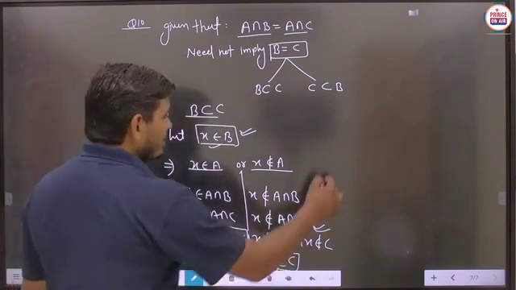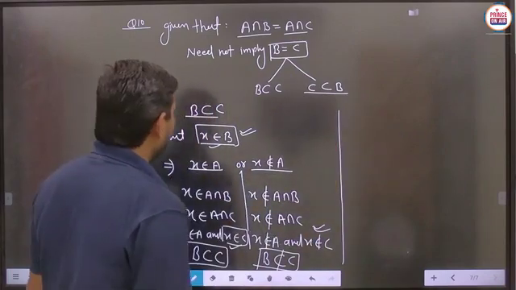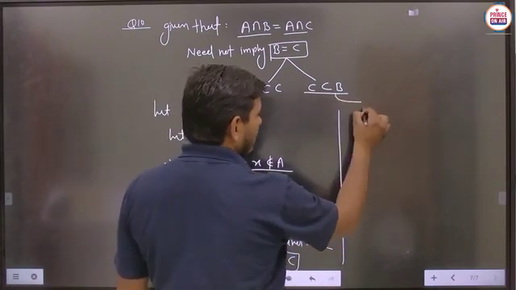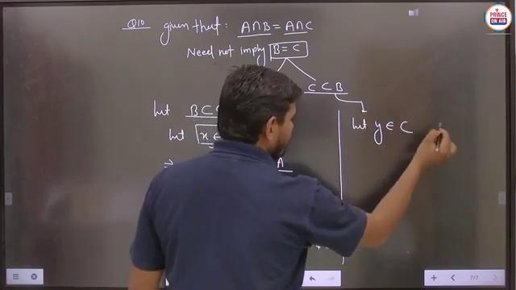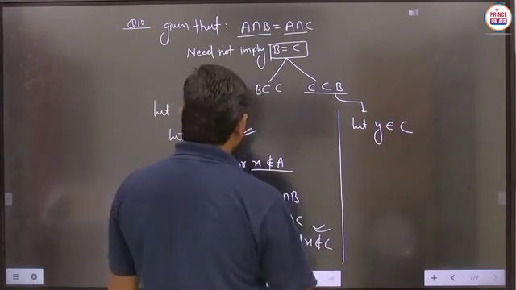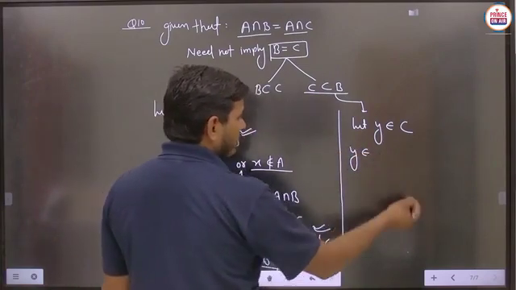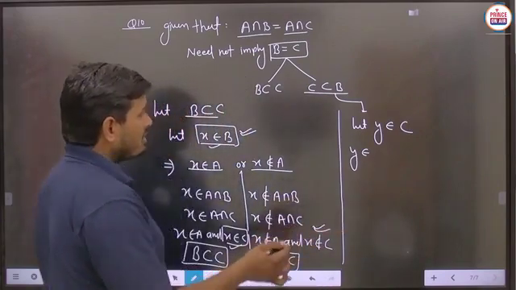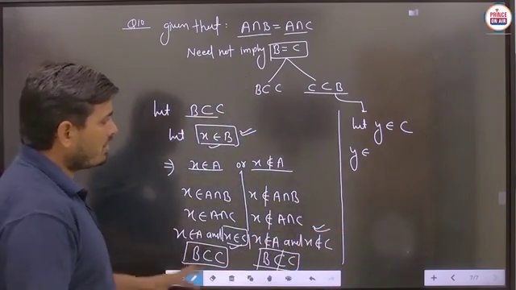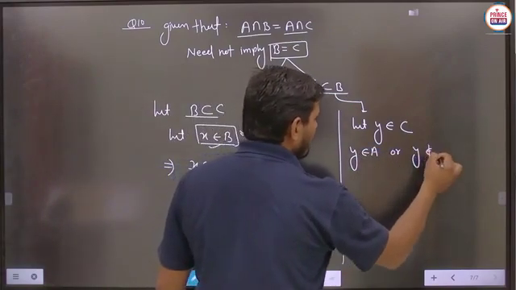Similarly, in the second case, you can take this thing, C is a subset of B. So let's take the second case. So let y belong to any element from set C. It doesn't mean that y belongs to set B or not B. Is it clear? So in this case here we are saying that y belongs to A, or you can say that y does not belong to A.